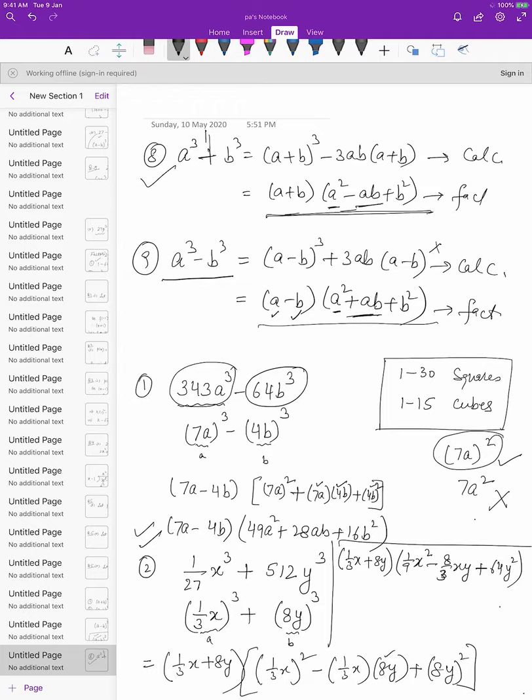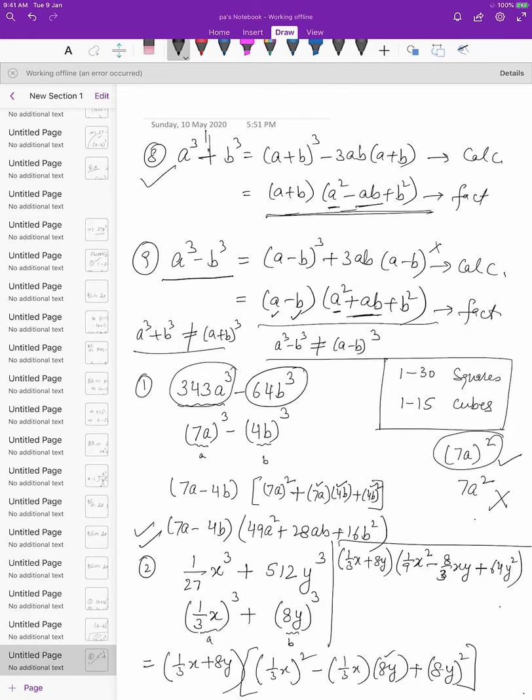So this is how we factorize using the identities for A cube plus B cube and A cube minus B cube. But one thing should be very clear in your mind, that A cube plus B cube is not same as A plus B whole cube. They are two different expressions altogether. Similarly, A cube minus B cube is totally different from A minus B whole cube. Please take care of these two statements. They are very, very important to understand.